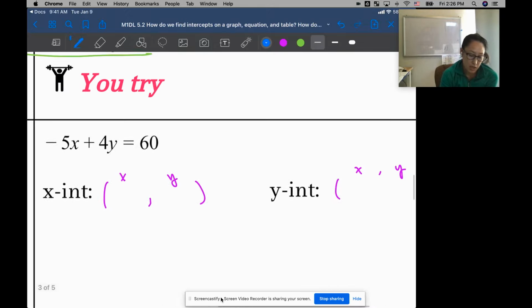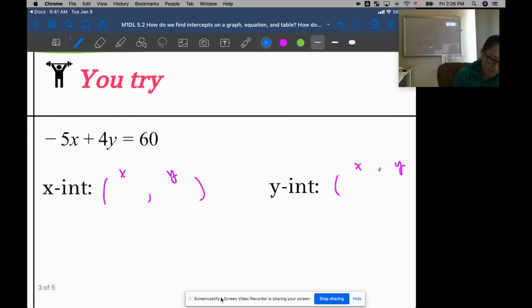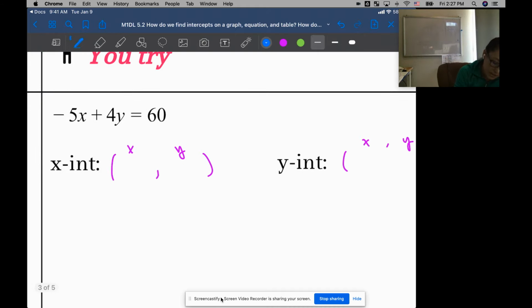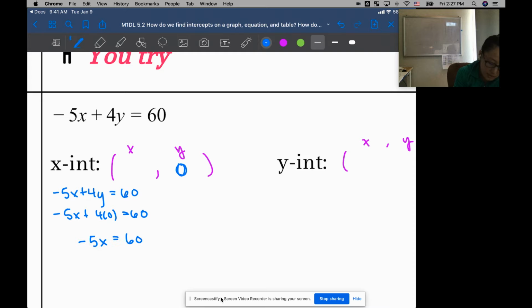Your turn, your try. And then you check the work with me. All right, here's what I did. I did negative 5x plus 4y is equal to 60. I know that I plug in 0 for y to find an x-intercept. So negative 5x plus 4 times 0 is equal to 60. So negative 5x is equal to 60 because 4 times 0 gives me 0. So divide by negative 5. I get x is equal to negative 12.